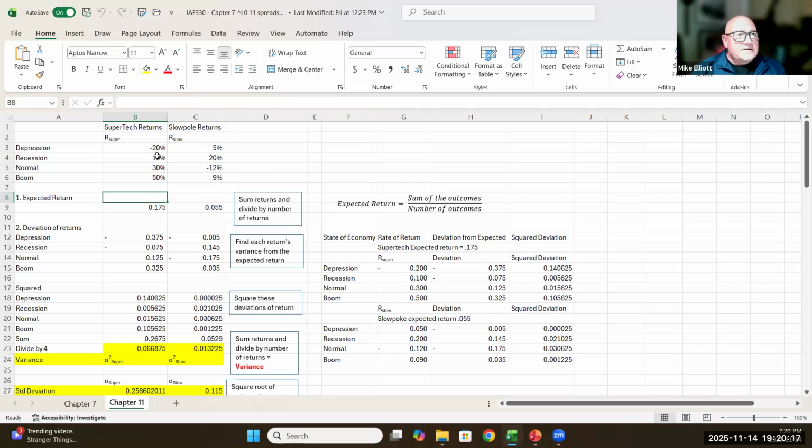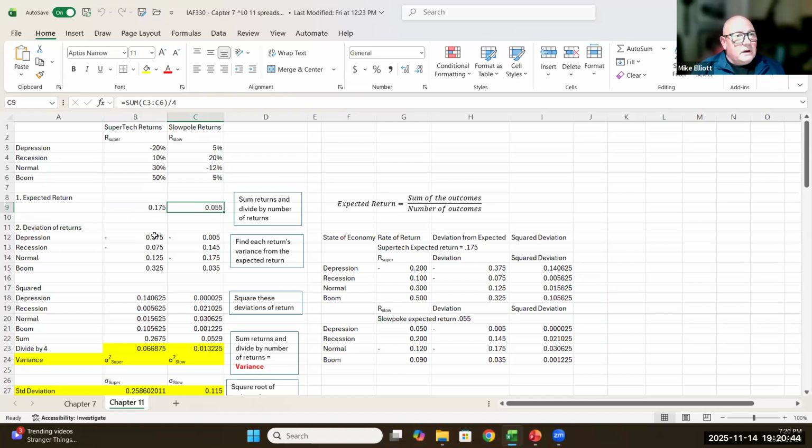From there, we're going to sum these returns and divide by the number we have, and we have 4. So when we sum the returns, we just add them up and divide by 4. So the expected return in Supertech across all 4 of the states is 17.5%. The expected return of Slowpoke across all of those states is 5.5%. Fine.